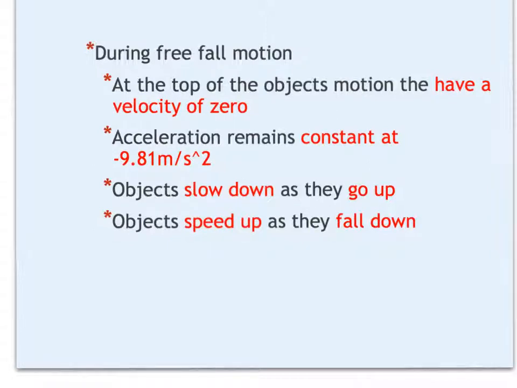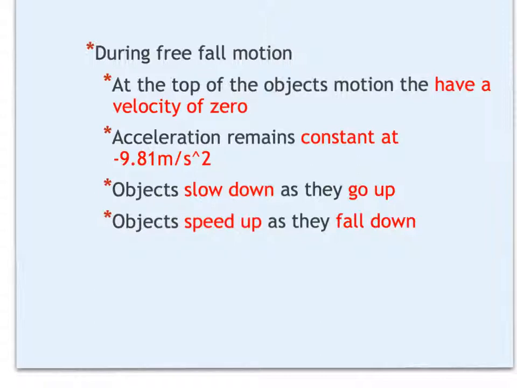Anytime we're looking at free fall motion, at the top of the object's motion, we have to have a velocity of 0. In some situations, that will be our initial velocity, while in other situations, that will be our final velocity. Again, to determine which is which, we need to draw our picture.